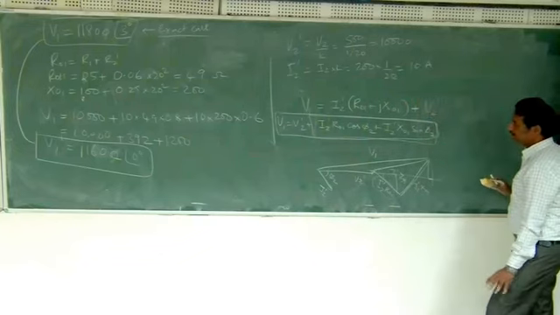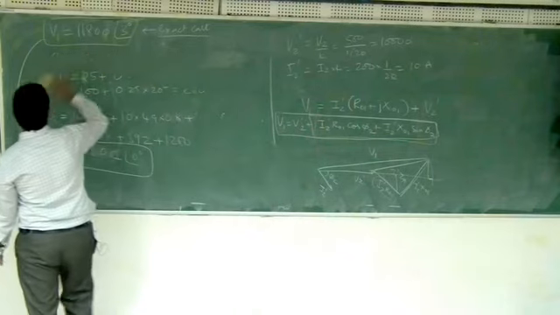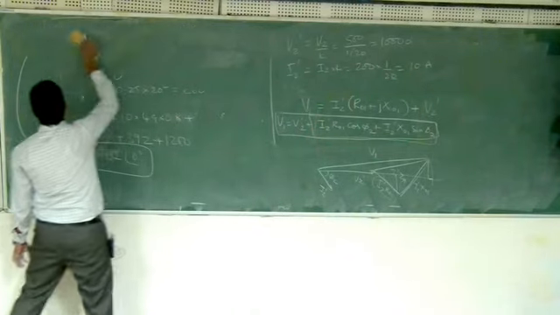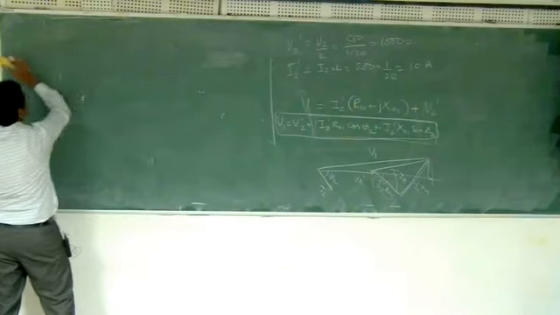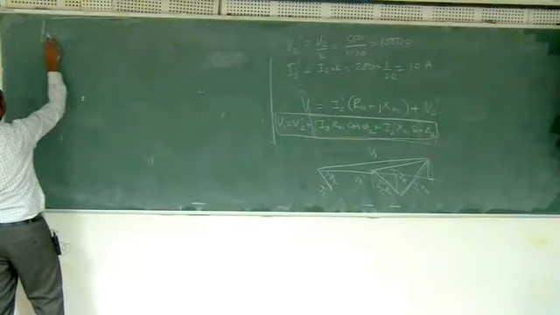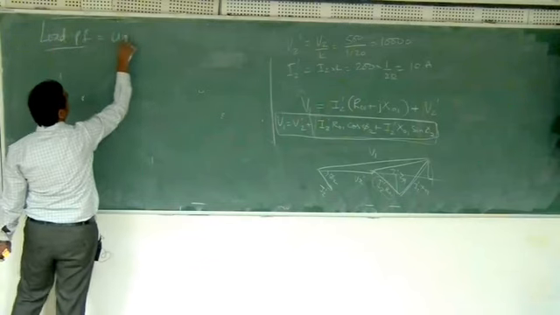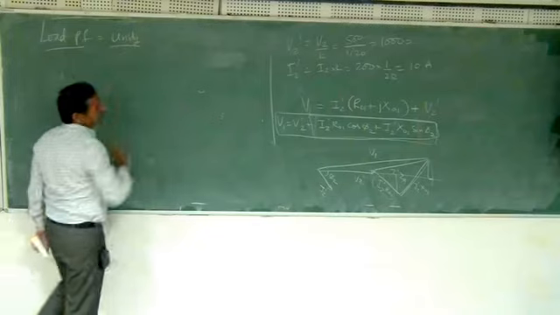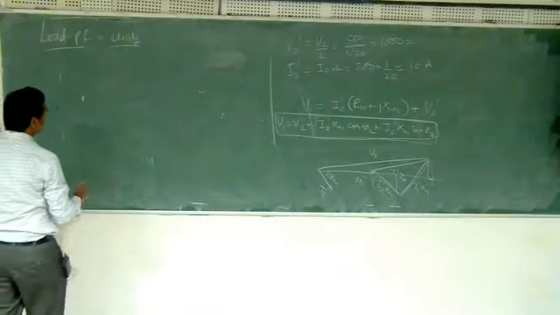Now the whole thing changes. So now I'll make a thing. Load power factor, let's say, is unity. So that means power factor is 1. That means the load is purely resistance. Okay. Then what happens?